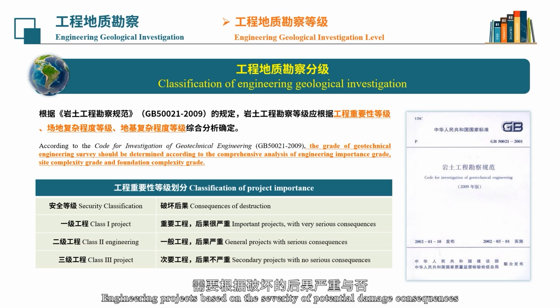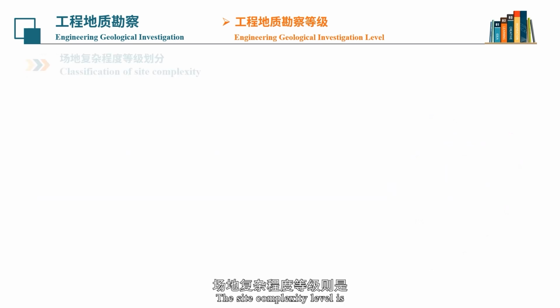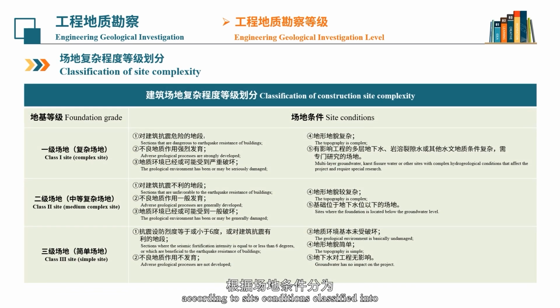Engineering projects, based on the severity of potential damage consequences, shall be classified into three grades: grade 1, grade 2, and grade 3. The site complexity level is, according to site conditions, classified into Class 1 site, complex site, Class 2 site, moderately complex site, and Class 3 site, simple site. The three levels, when specifically divided, you can refer to the form given in this table to make a detailed division.